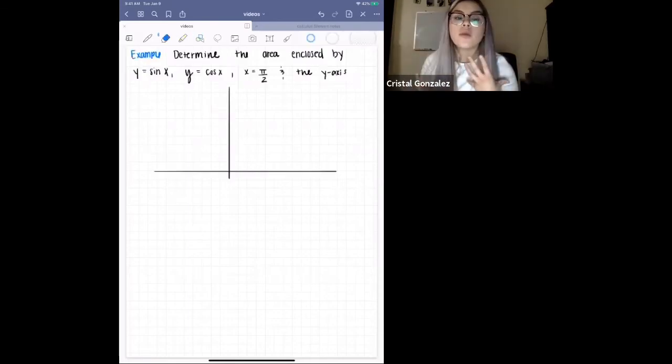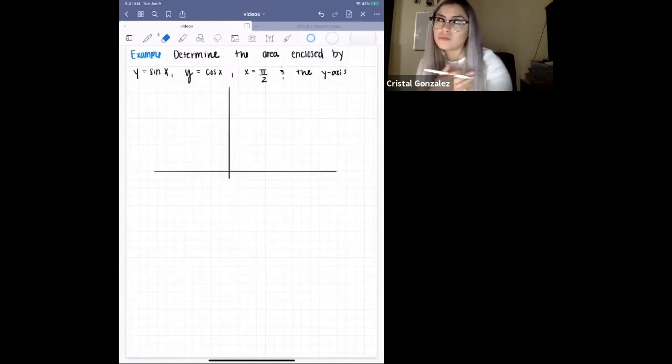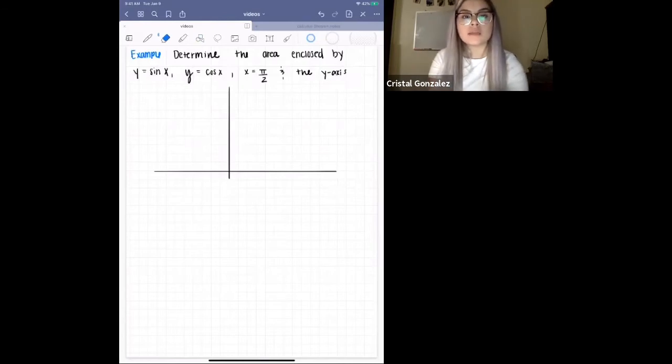Okay, so now I want to do a little bit of a different example so I can show you that our top function doesn't always stay a top function, and our bottom function doesn't always stay a bottom function. So just bear with me, and let's do this example together and walk through it. Okay.